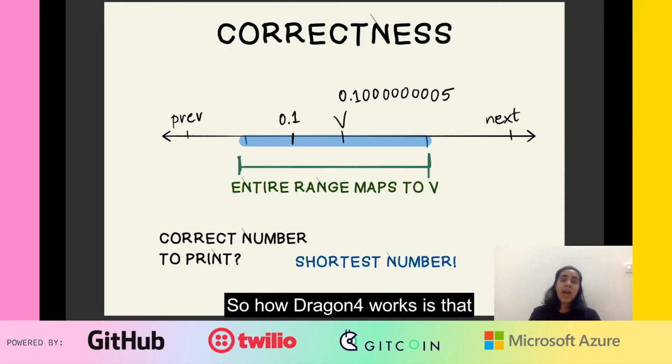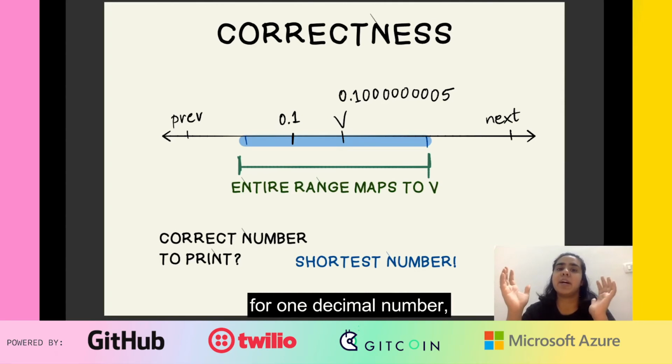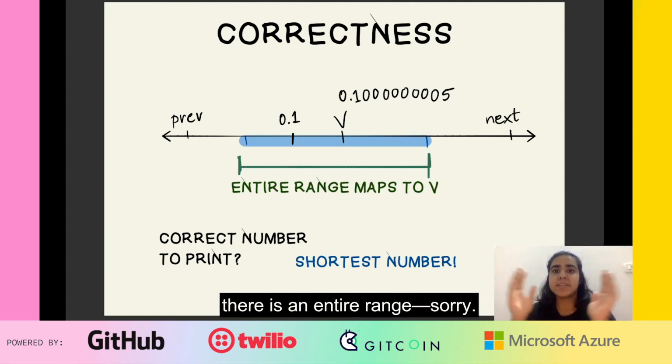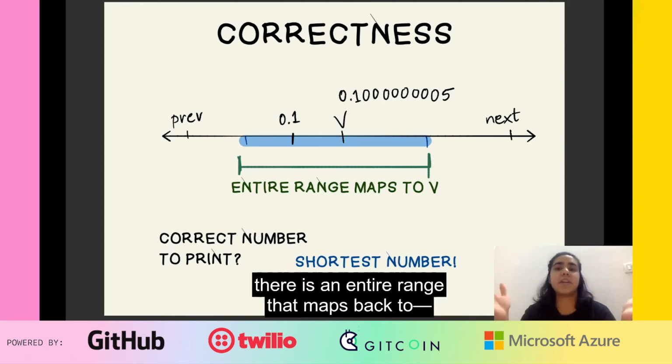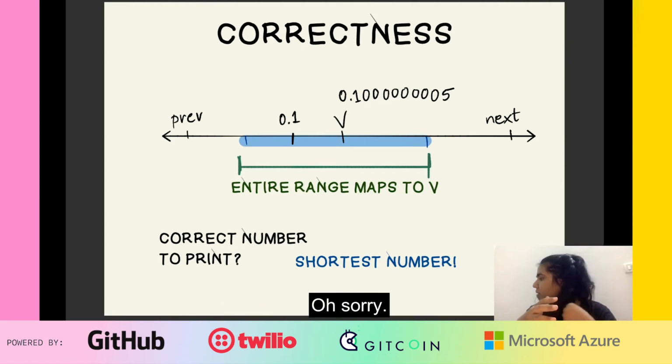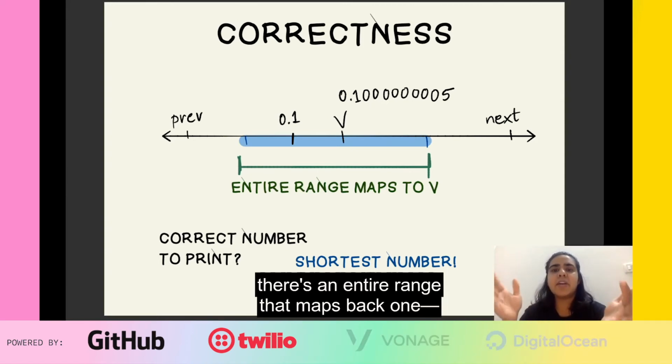So how Dragon 4 works is that for one binary representation, there's an entire range of decimal numbers that maps back to it.